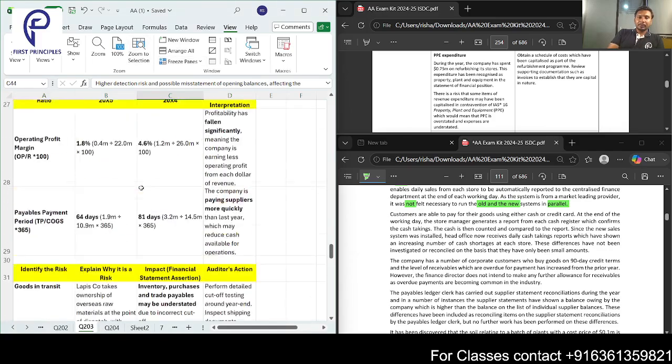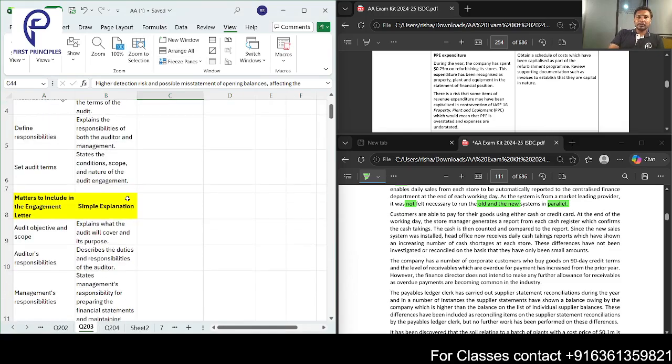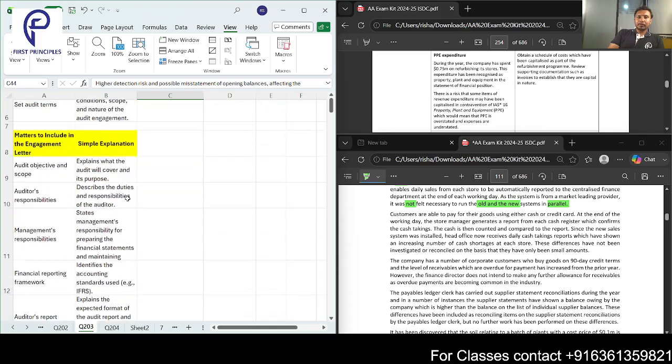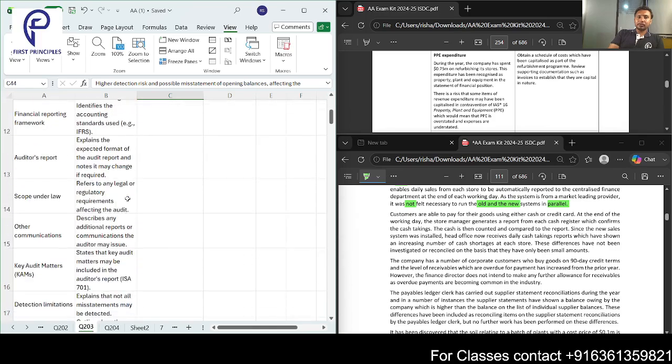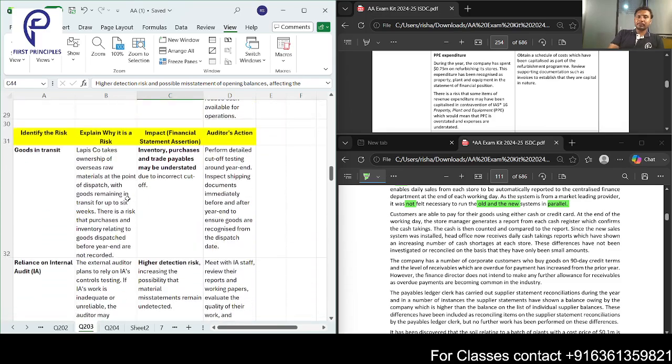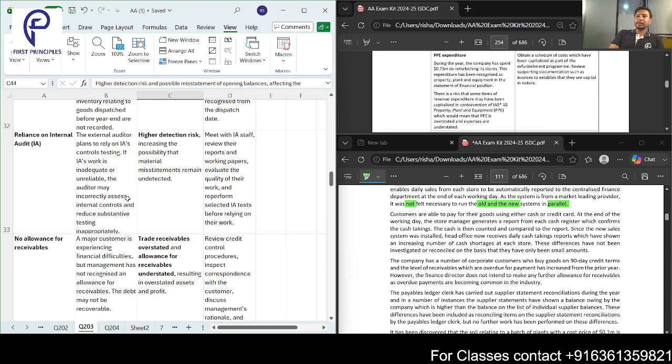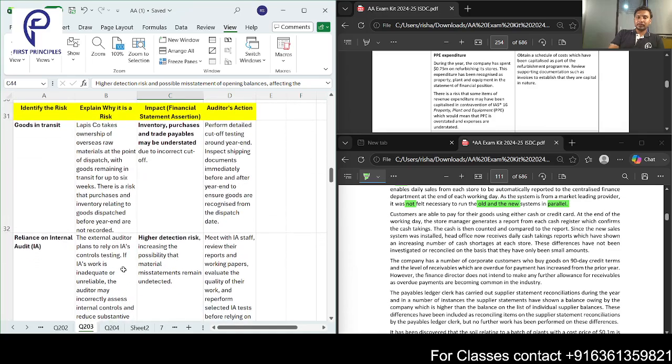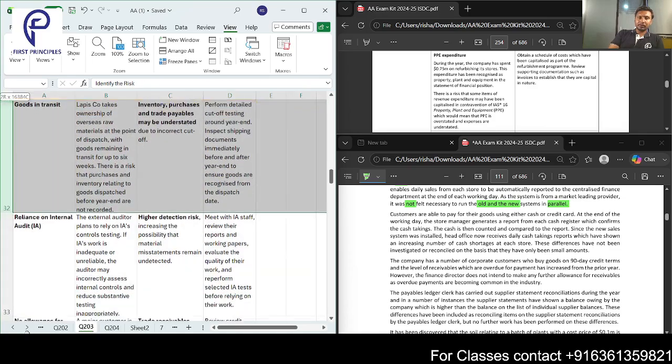So we have been done with 3. We have finished 2 parts of the question, guys. We have looked into the purpose of the engagement letter, matters to include in the engagement letter. Along with that, we've looked into the ratios question also, and we are looking into identifying the risk. Also, 3 parts we have finished here. So I will just remove this for now.